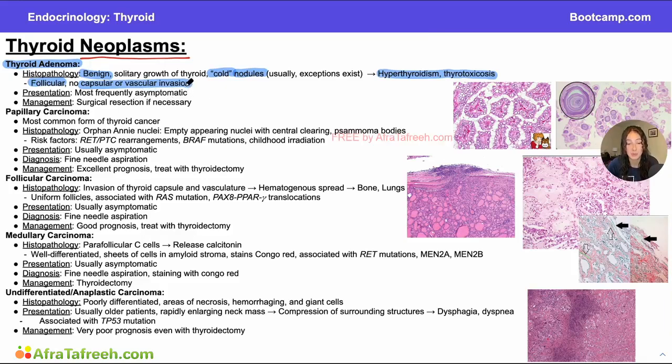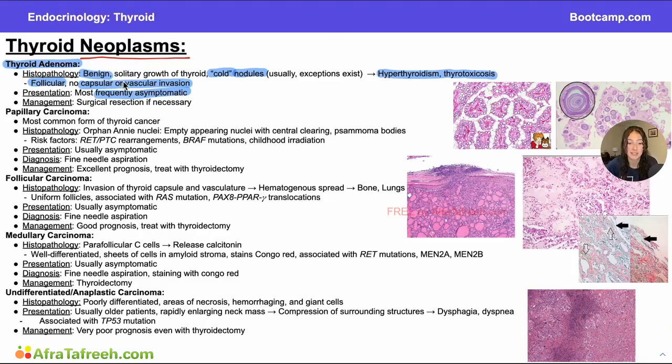And that's going to be an important fact for you to know to be able to distinguish between these two on a board style question. The presentation for thyroid adenoma is most frequently asymptomatic. These nodules are usually incidentally found on different scans, different ultrasounds maybe that pass through the neck, and then if we want to follow them up, if we have a high clinical suspicion for malignancy, a fine needle aspiration can be performed to rule out malignancy.